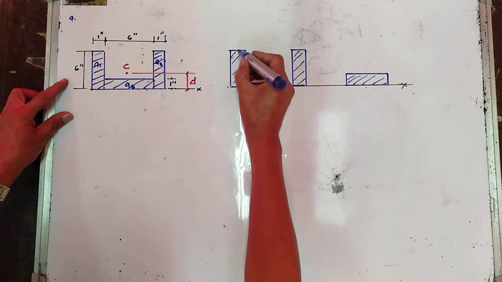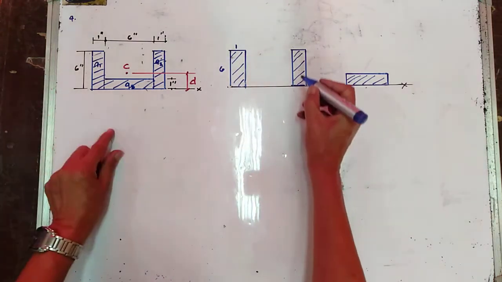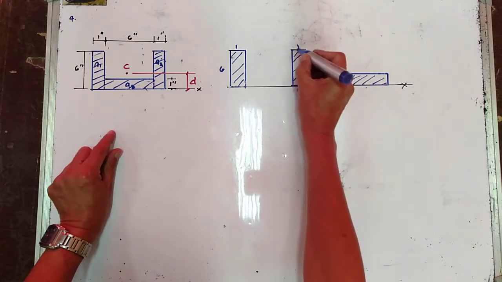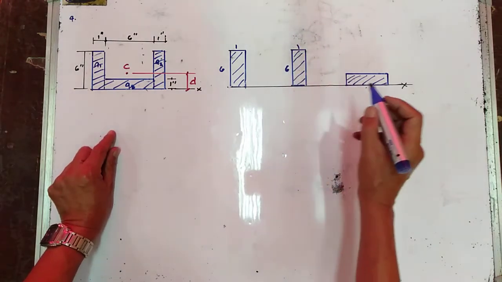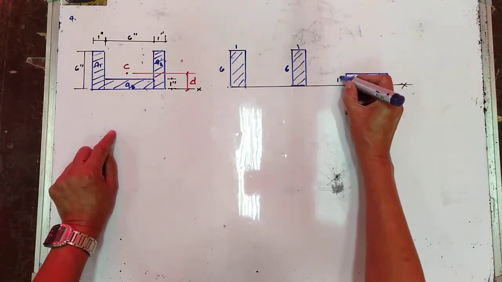So your area 1 is 1 inch by 6 inches. So this is also 1, and this is now your 6 inches. So we have 6 inches, and we have 1 inch.